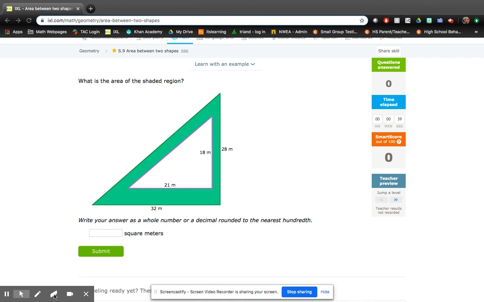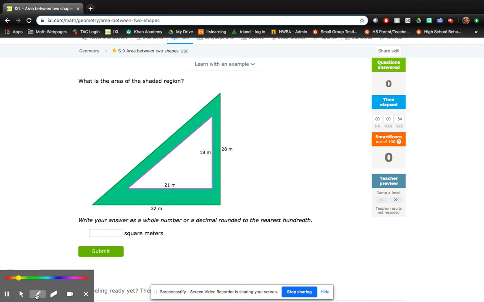Okay, let's try this video again. Maybe I can be a little clearer on what's happening because I think a lot of people are struggling with this. So what you're doing is you're finding the area of the shaded region, right?